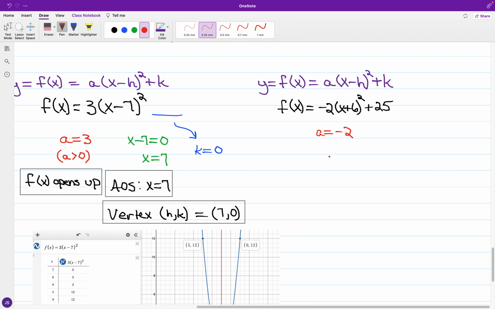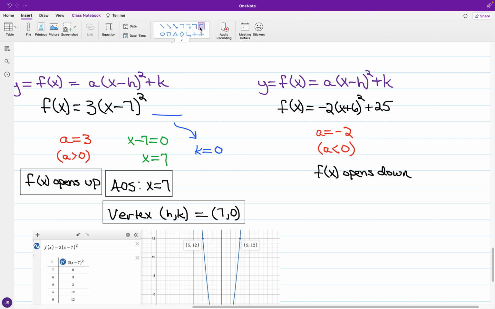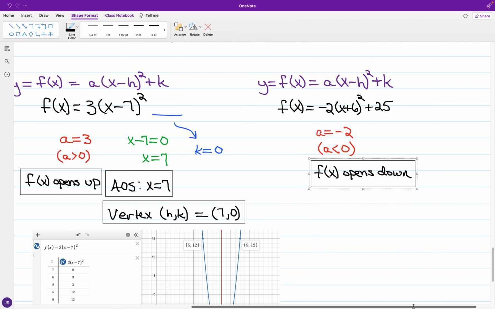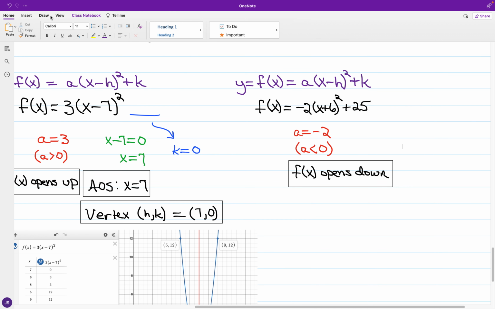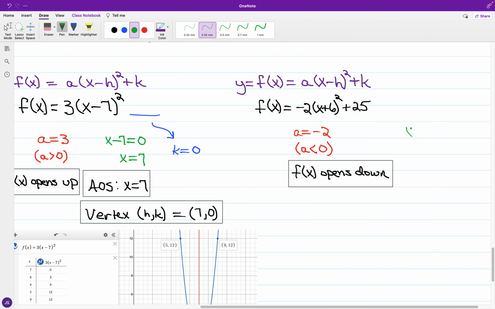So we have a is equal to negative 2. So you have that a is less than 0. So in this case, the graph opens downward from the vertex. Again, this is creating the pathway to the determination of the axis of symmetry as well as the vertex.